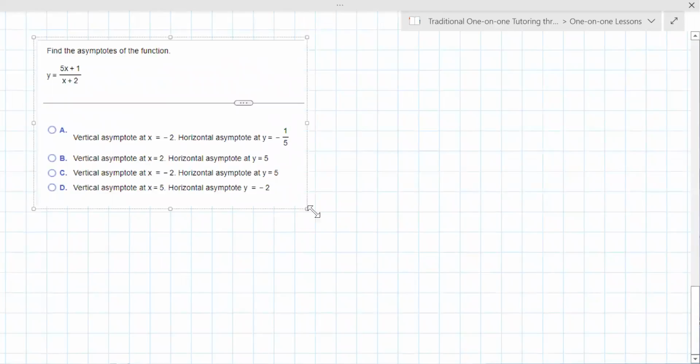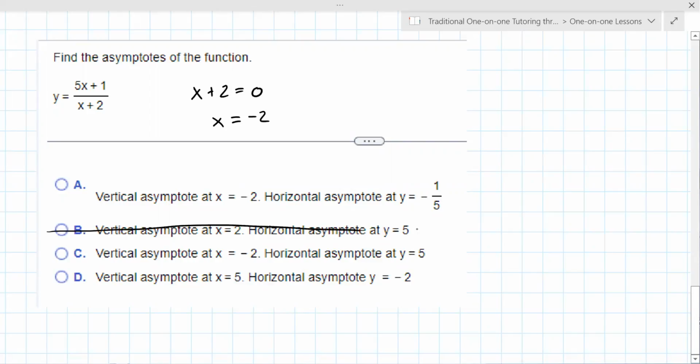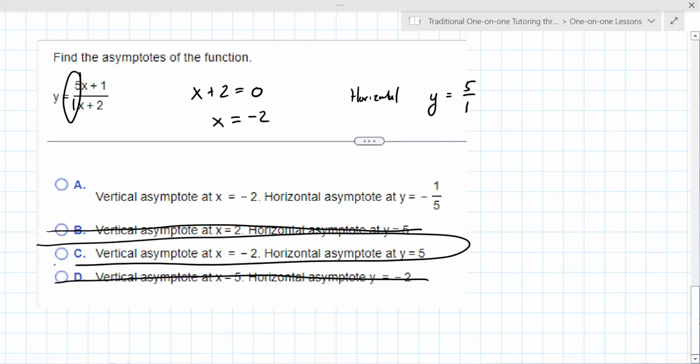All right, it says find the asymptotes of the function. So the vertical asymptotes occur when the bottom is equal to 0. So you set x plus 2 equal to 0, or x equals minus 2. And so that gets rid of B and D as possible answers. And then to find the horizontal, you look at the ratio of the leading coefficients, 1 and 5. So it's y equals 5 over 1. And therefore, answer C is the best option.